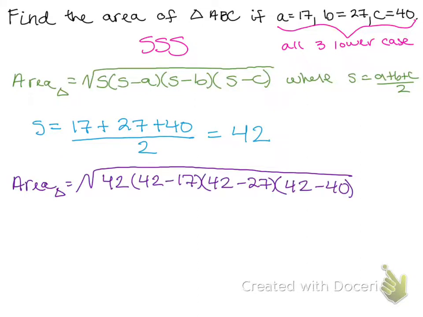Now we substitute into the formula. Area equals the square root of 42 times 42 minus 17 times 42 minus 27 times 42 minus 40. And you put that in your calculator, and it gives you 177.5.